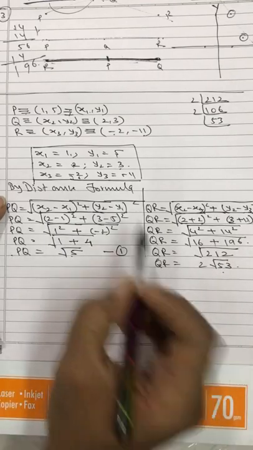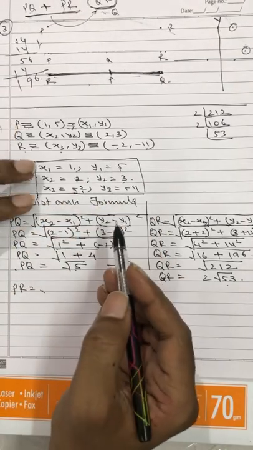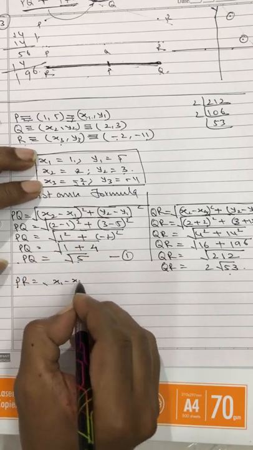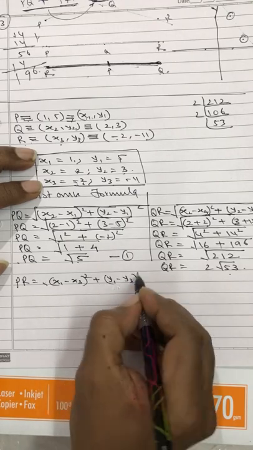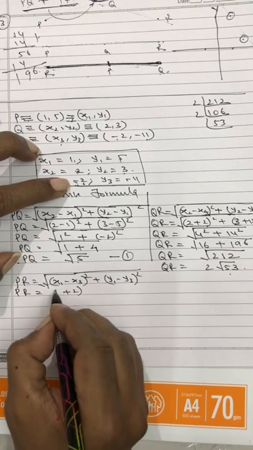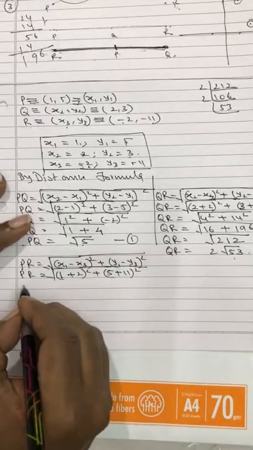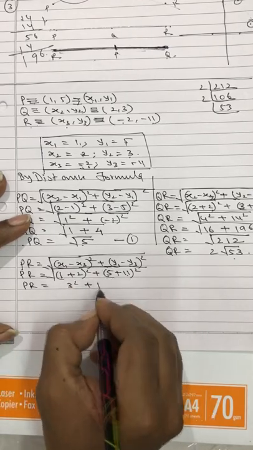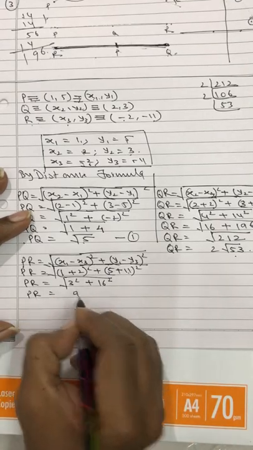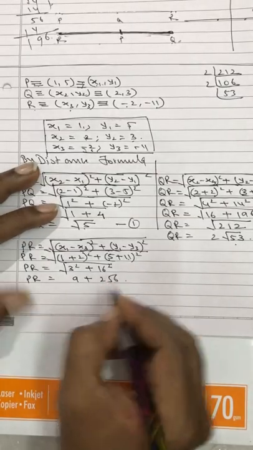I solved it purposely. PQ I got, QR I got. Now PR is remaining. For PR, X1 and X3 are there, and X3 is negative. So X1 minus X3 the whole square plus Y1 minus Y3 the whole square, and then I will get the root of this. So PR is equal to 1 minus minus 2, that means 1 plus 2 the whole square, plus 5 minus minus 11, that will give me 5 plus 11 the whole square, root of this. PR is equal to root of 3 square plus 16 square. 9 plus, again, 16 square will be 256, I suppose. Yes, 256.